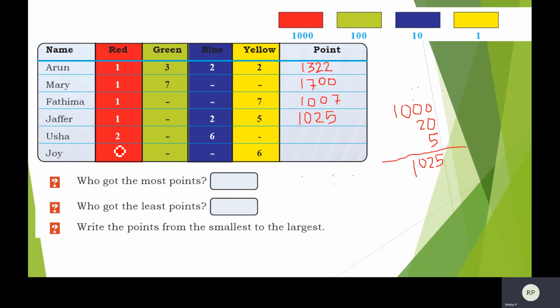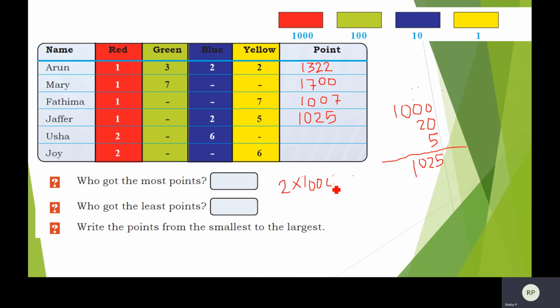Okay, and now this one is important. So 2 red cards. 1 red card is 1000 points. So 2 red cards, how many points? You have to multiply 2 with 1000. So 2 into 1000, what will you get?